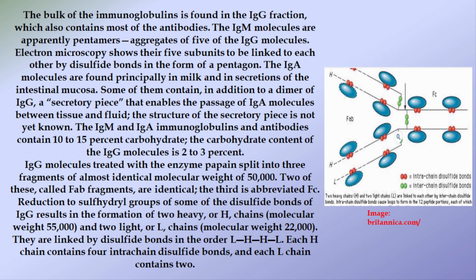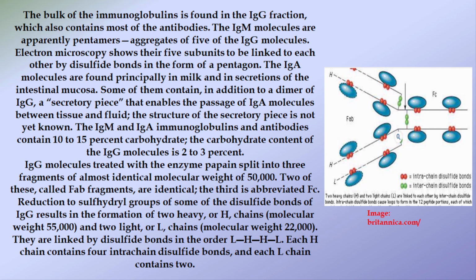The bulk of the immunoglobulins is found in the IgG fraction, which also contains most of the antibodies. The IgM molecules are apparently pentamers, aggregates of 5 of the IgG molecules. Electron microscopy shows their 5 subunits to be linked to each other by disulfide bonds in the form of a pentagon. The IgA molecules are found principally in milk and in secretions of the intestinal mucosa.